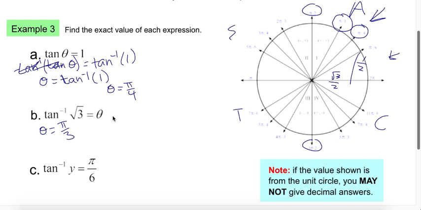If you want to see the work for that, then the sine of pi over 3 is root 3 over 2. Divide that by the cosine, which is 1/2. If you flip that up, you're left with root 3. Right, so the tangent of pi over 3 is root 3. So we're good with this one.